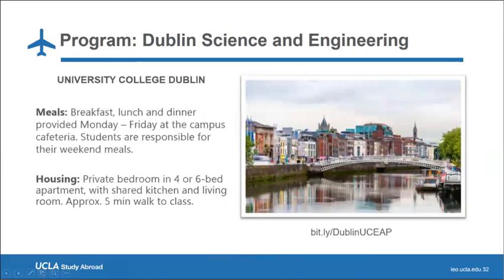In Dublin, you are provided a meal plan as well. You have breakfast, lunch, and dinner, provided Monday through Friday at the campus cafeteria. But you are responsible for your meals during the weekend. In Dublin, you will have a private bedroom in a shared 4 to 6 bedroom apartment. You also have a shared kitchen and a living room, and this is approximately a 5-minute walk to class, so a short distance.